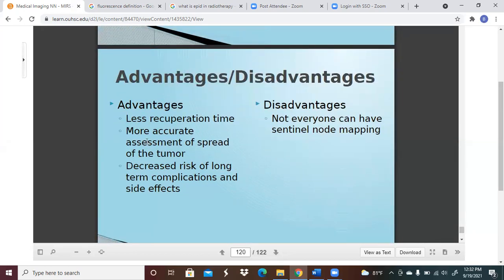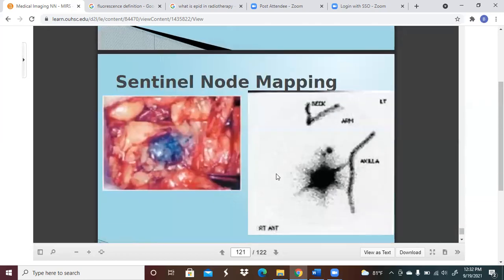You have less recoup time, more accurate assessment of the spread of the tumor, and decreases risk of long-term complications and side effects. Apparently, it's not available for everyone. I'm not quite sure why that is. But you can see the images here. You've got axilla, you've got a node that's popping up right there.